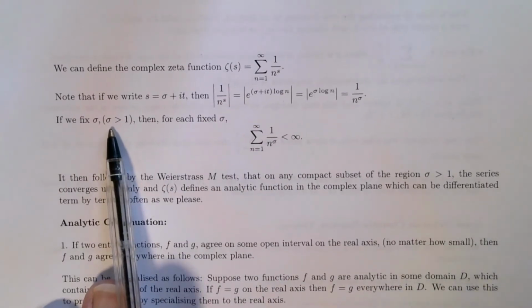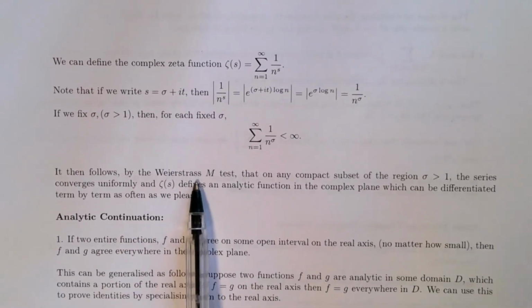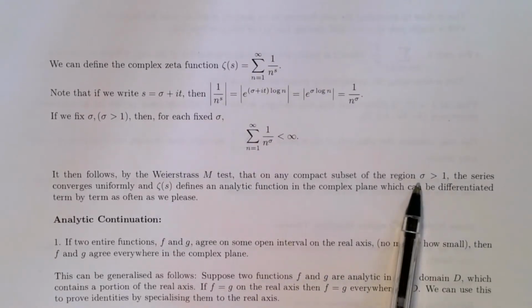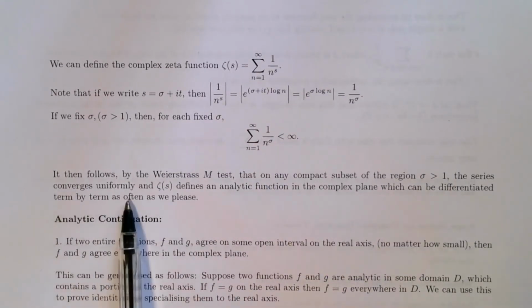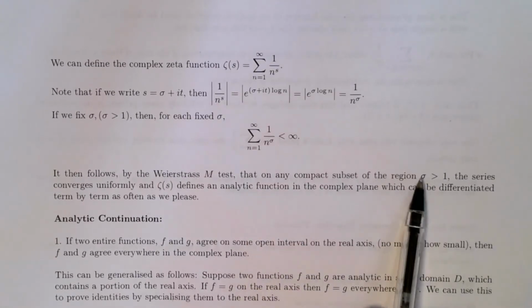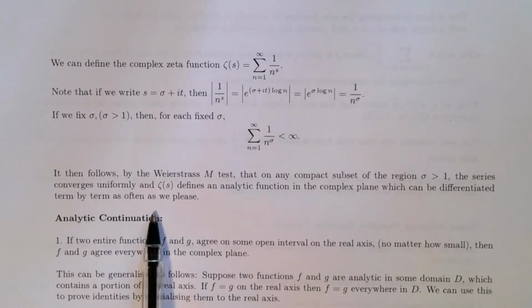So that means, by the Weierstrass M-test, this new zeta function on any compact subset of the region sigma bigger than 1, this series converges uniformly, and zeta of s defines an analytic function in the complex plane, provided sigma is bigger than 1, which can be differentiated term by term as often as we please.